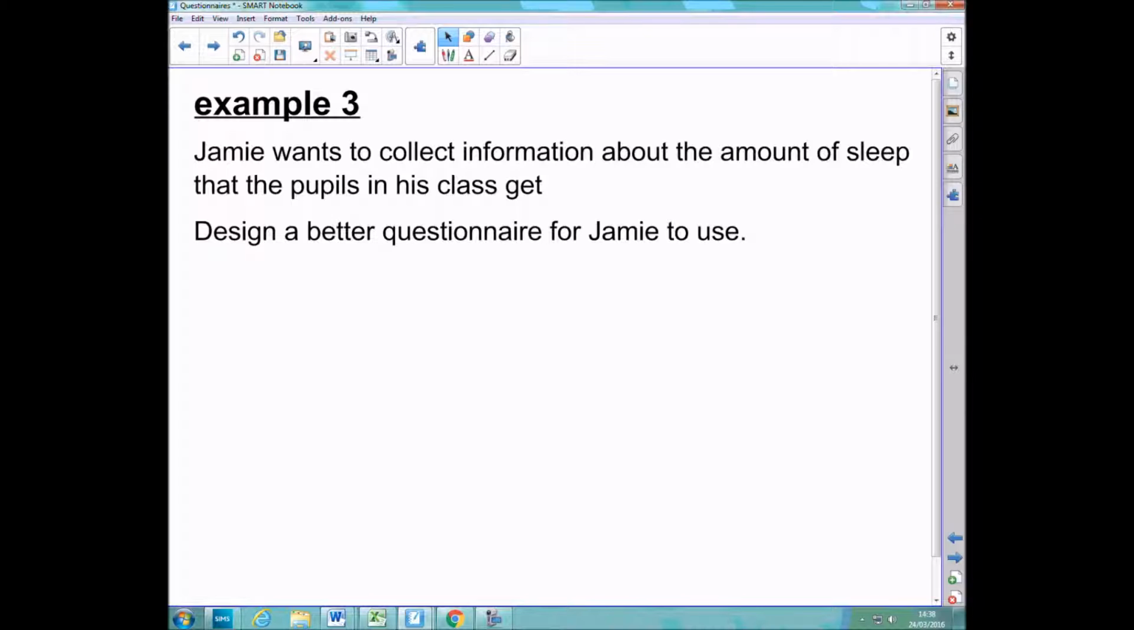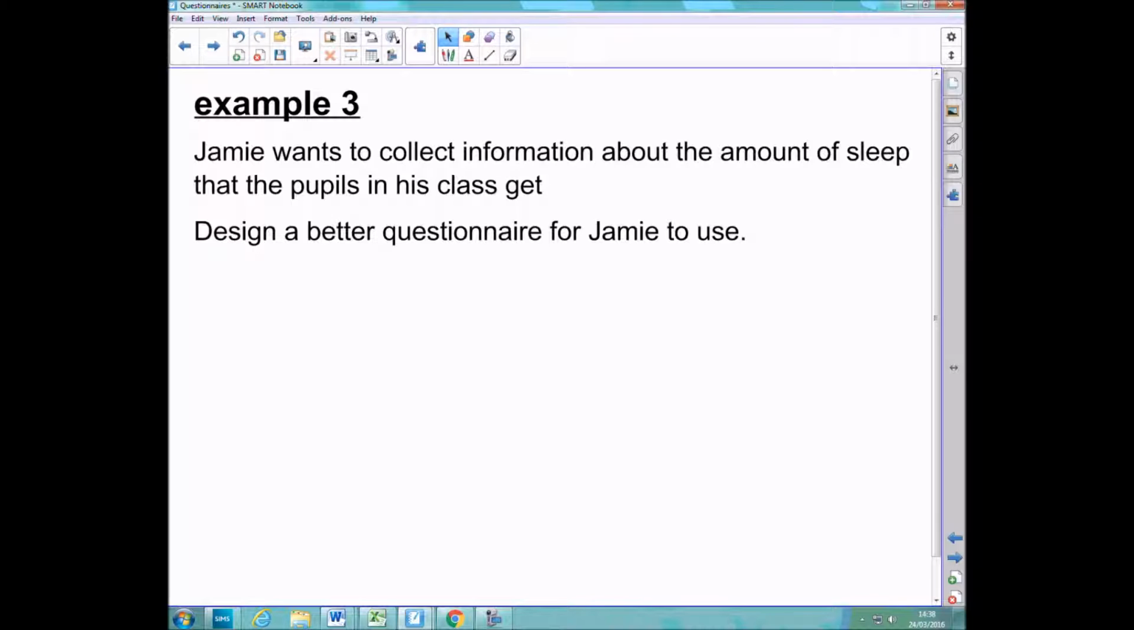Okay, so this next example is the type of question that might come up afterwards. Here we're asked to design a questionnaire that is appropriate for Jamie's use. Basically, what we want to do is make sure that we incorporate all of those 5 things that we had in the previous section.